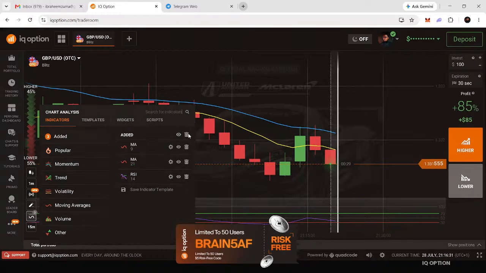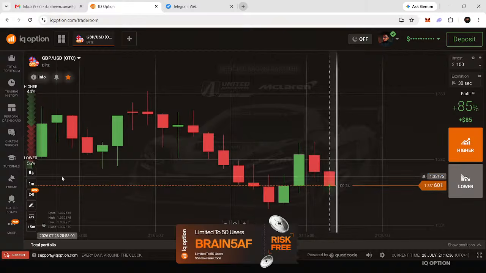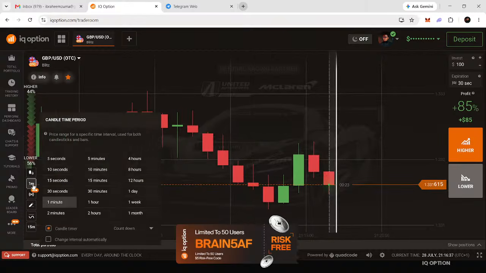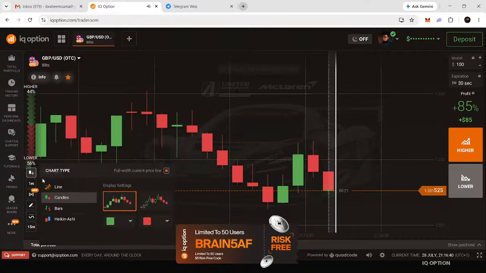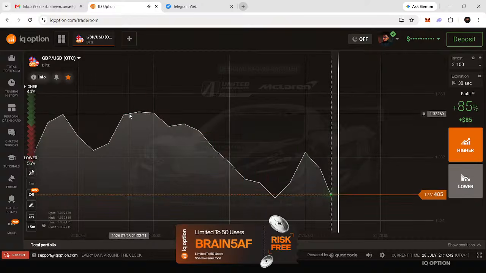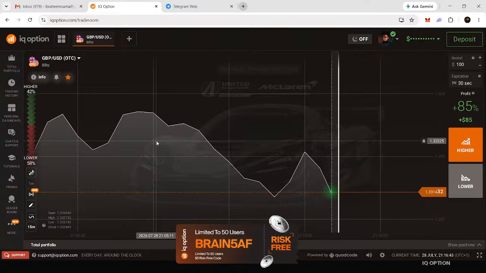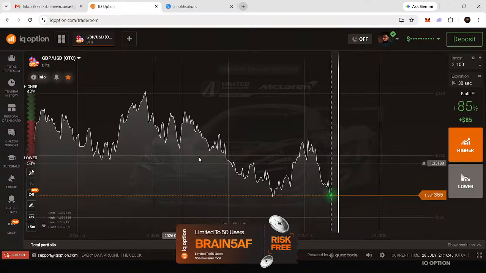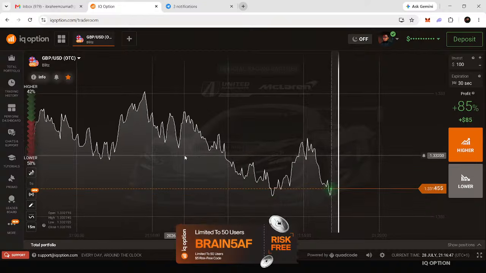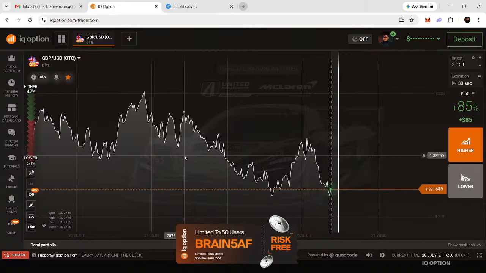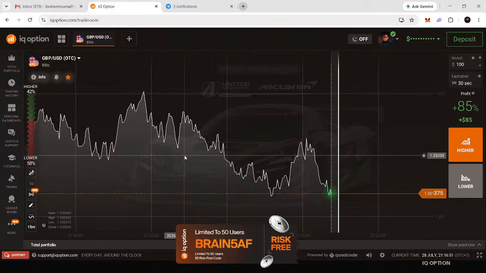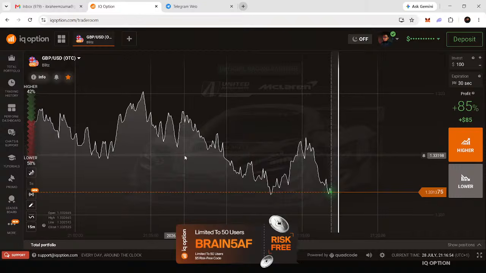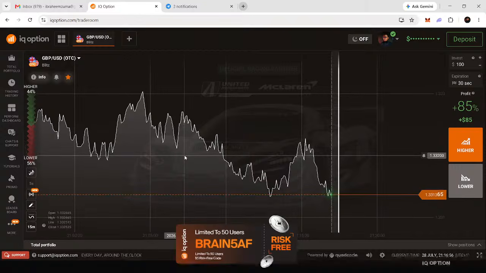So now you can see we have a clean chart, but still I want to start from scratch so that those of you that are new to IQ Option can actually understand how to do this. When you open your chart on IQ Option, this is exactly what you're gonna see. This is your homepage, or how your chart is gonna look. This is called a trend line.